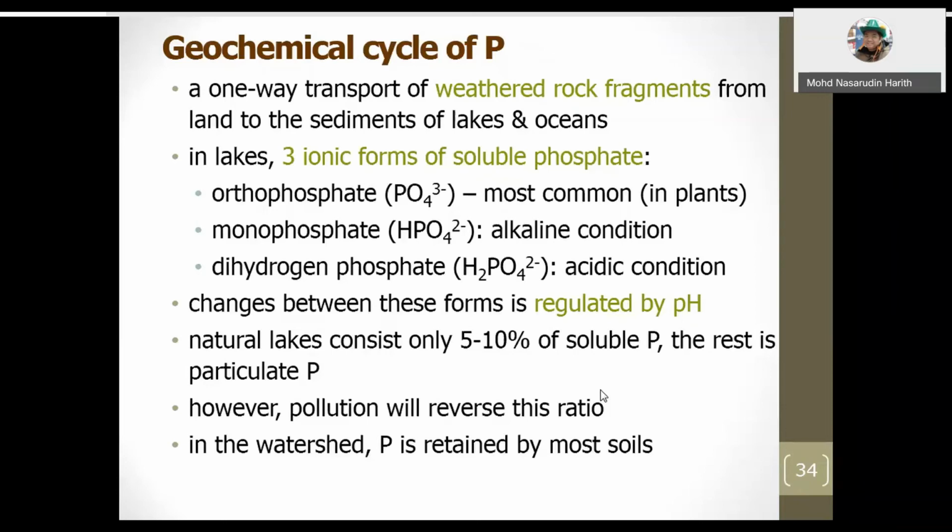Natural lakes contain only 5 to 10% soluble phosphorus. The rest is particulate phosphorus. However, pollution will reverse this ratio. In the watershed, phosphorus is retained by most soils.